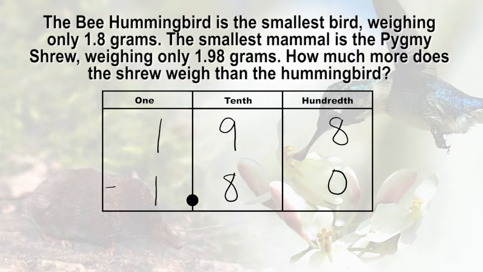Start in the hundredths place and subtract. 8/100 minus 0/100 is 8/100. 9/10 minus 8/10 is 1/10. 1 whole minus 1 whole is 0 wholes. The shrew weighs 18/100 grams more than the hummingbird.